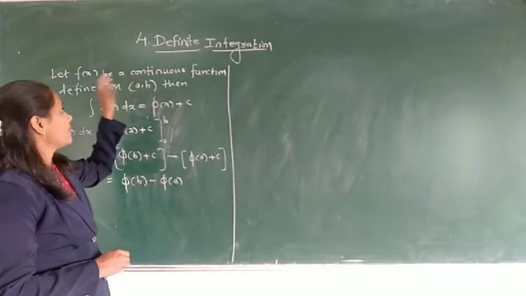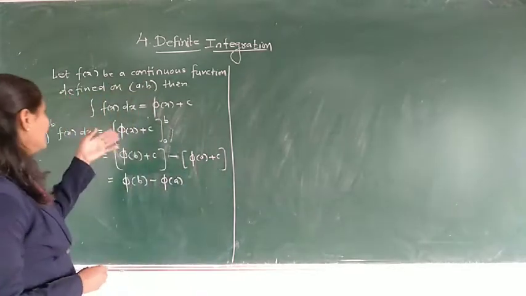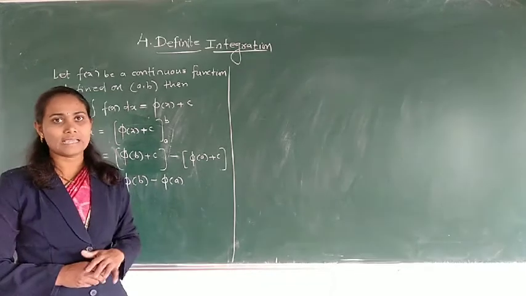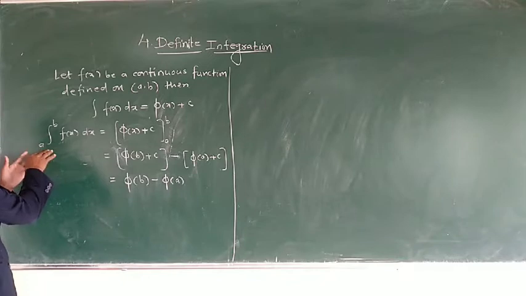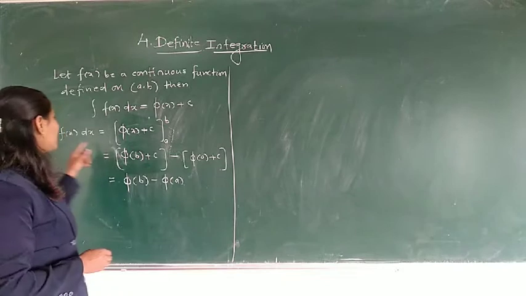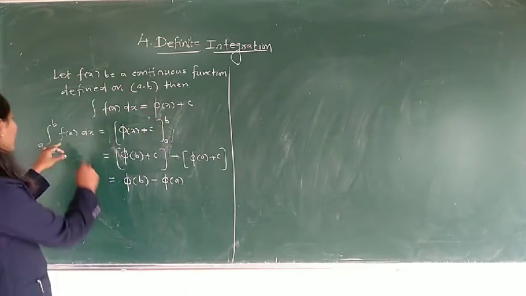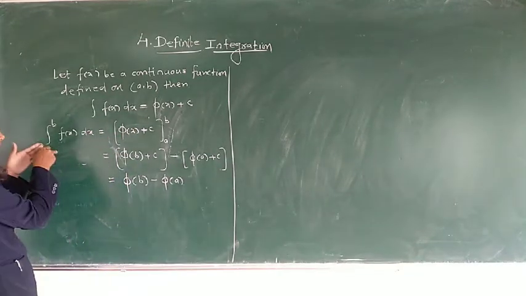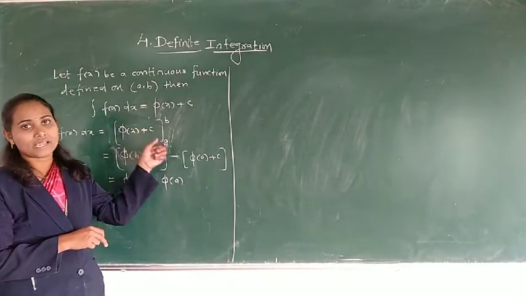Let f be a continuous function defined on an open interval (a, b). Let us consider the integration of f of x dx is phi of x plus c, and now we have to find the integration of f of x dx on the limits of integration a to b. Here, the integration of f we take is phi of x plus c, but now we have been given the limits of integration, so we have to find the integral on the given limits a to b.